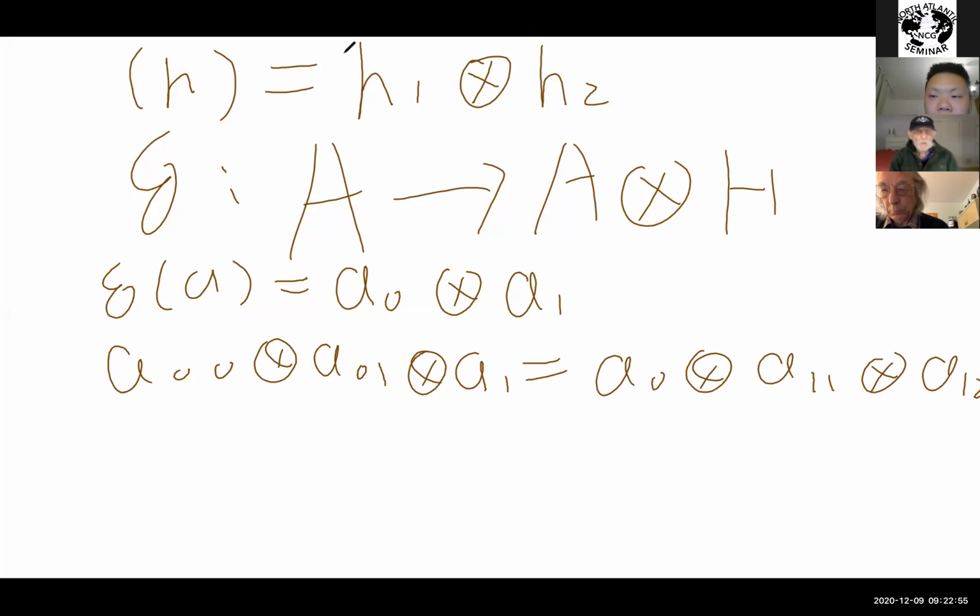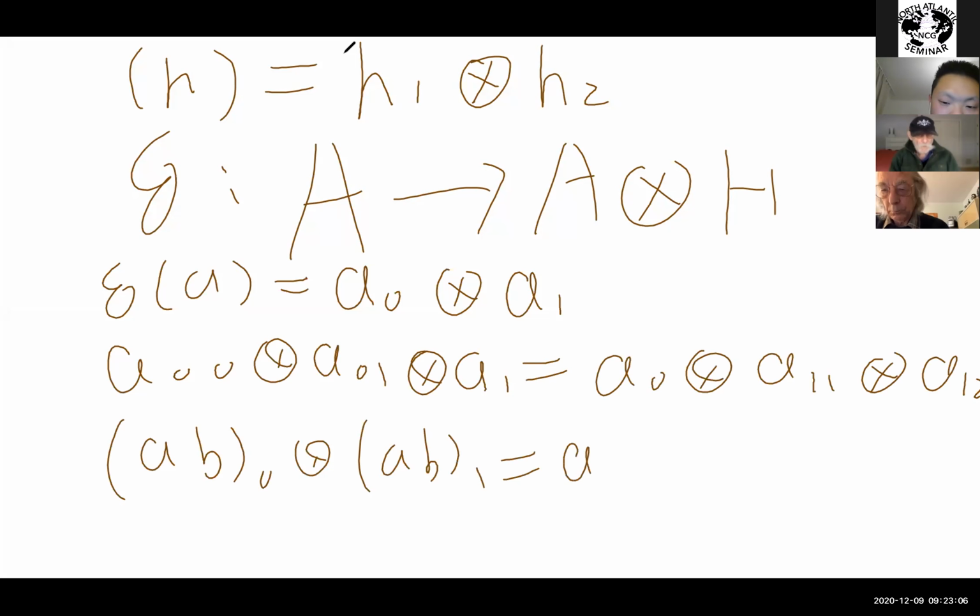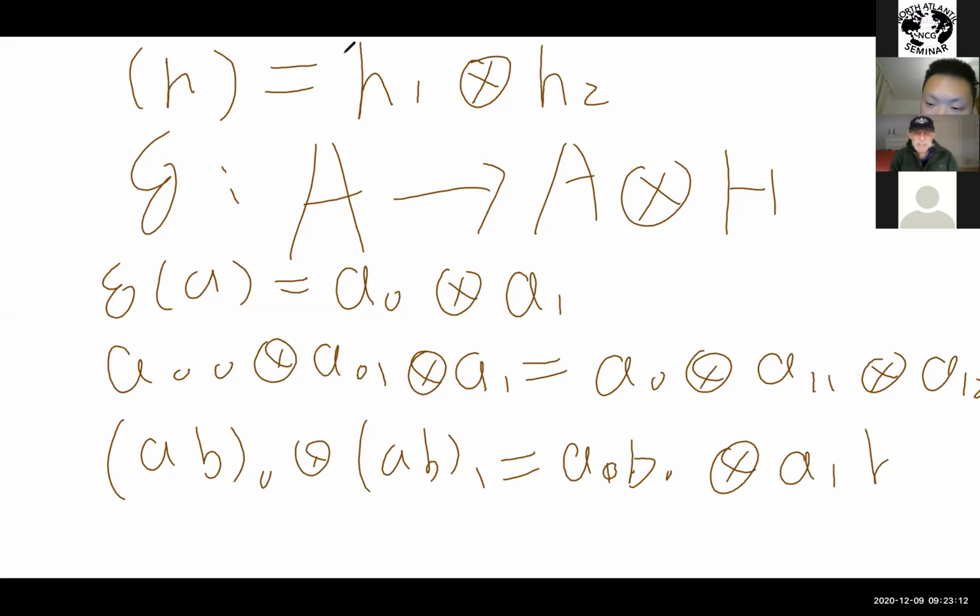And moreover, this delta map is an algebra map, which means delta of AB, that is A0 B0 tensor A1 B1, for any A, B belonging to the co-module algebra.